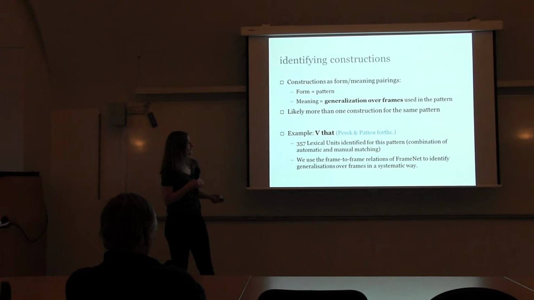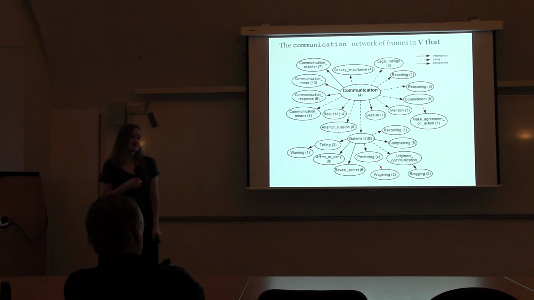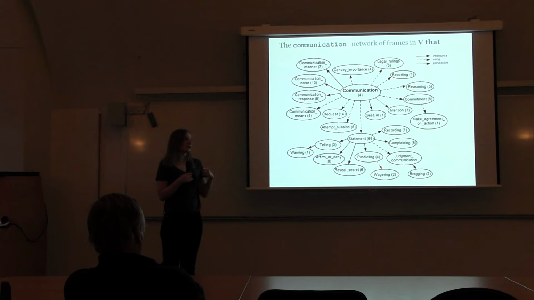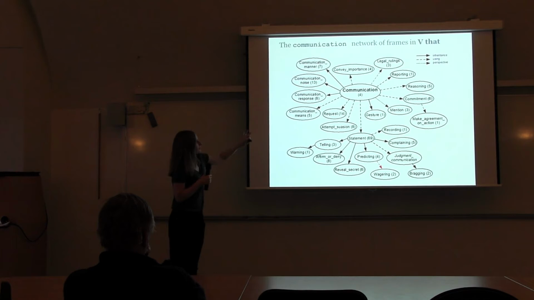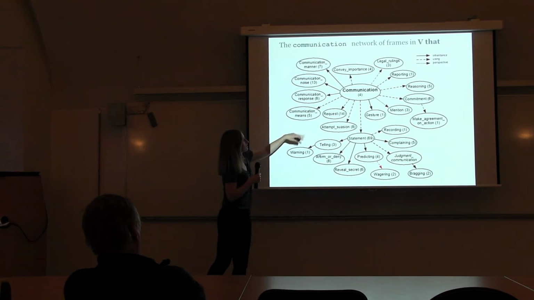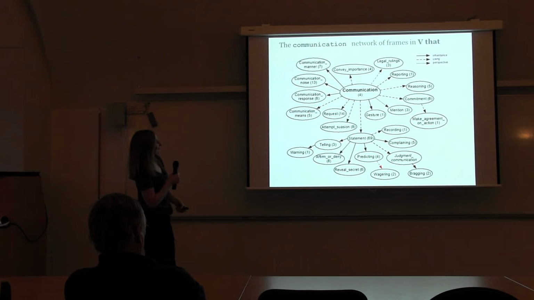So this is the largest network of frames associated with the V-that pattern. So basically, this is anything to do with communication. So she claims that, she suggests that, she comments that. All of these instances are in here. And these frame relations are just taken straight away from FrameNet. So you can see there's inheritance, using, perspective and so on. Apart from the one in red, we added that one just to capture an orphan. So we've got this nice network. So from this, we would posit a communication via that construction.